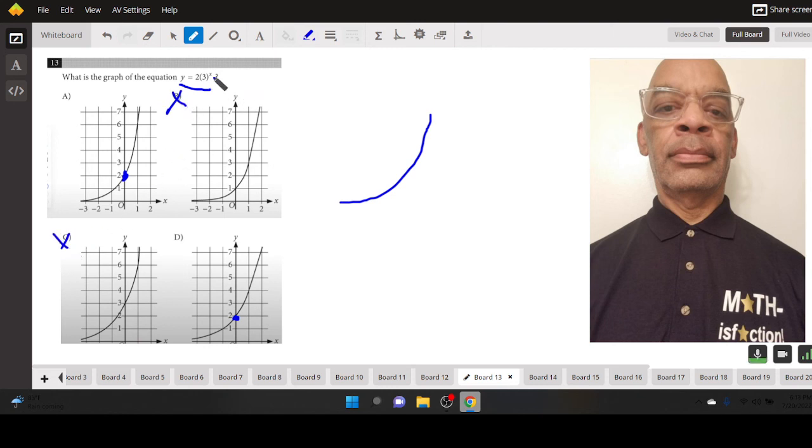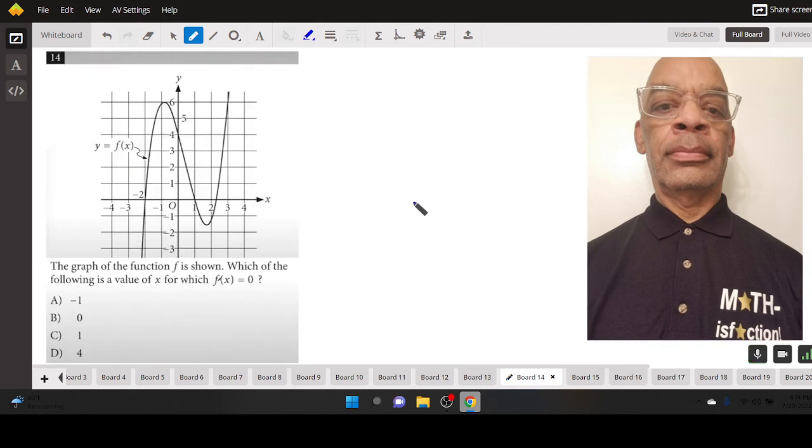Let's plug in a value of 1. 3 to the first is 3, and then multiply that by 2. We get 6, so we're looking for the point (1, 6). That looks good. Answer A.